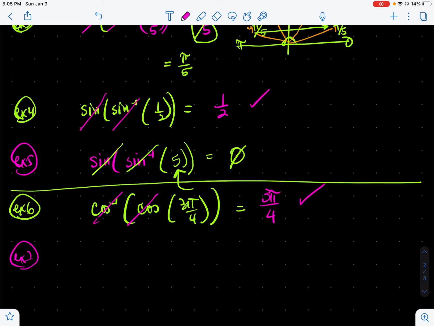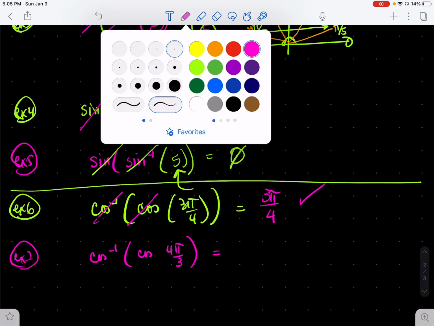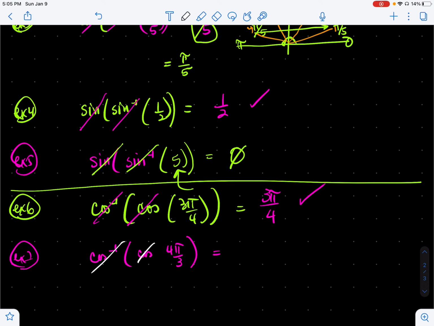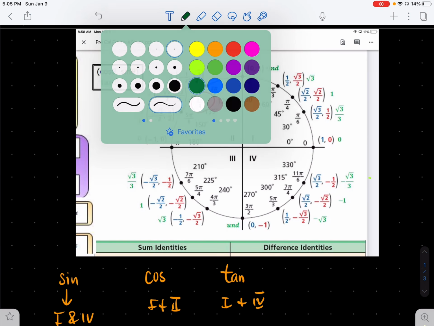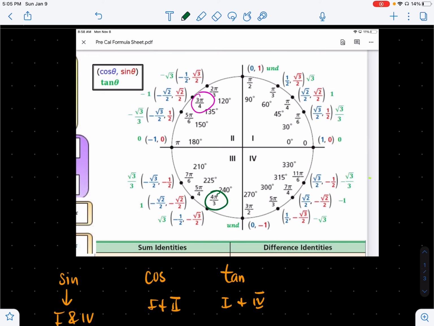Example 7. Cosine inverse, cosine 4 pi over 3. The fun part here is canceling these, and I end up with 4 pi over 3. What quadrant is this in? Always go and check the chart. You might just find it there. I did find it. 4 pi over 3 is sitting in quadrant 3. Whoopsie daisies, that is not acceptable.